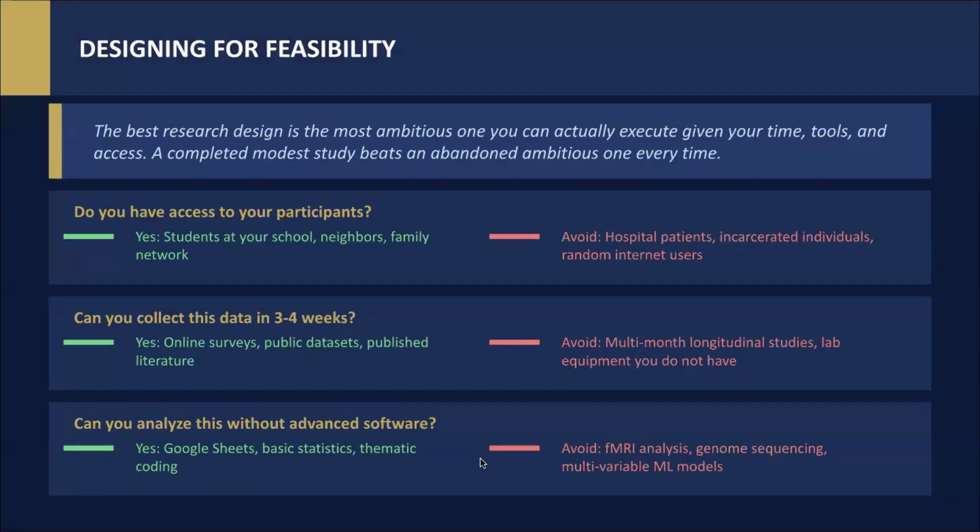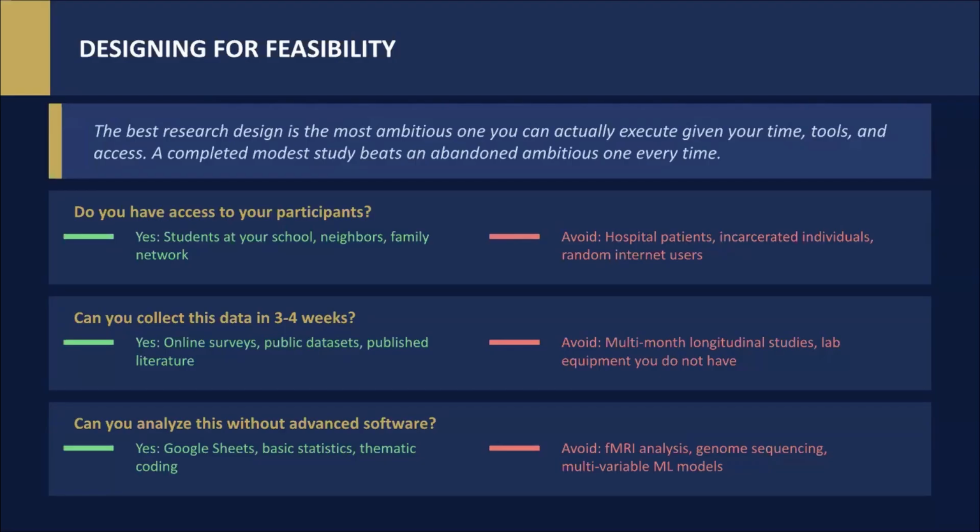So, designing for feasibility. The best research design is the most ambitious one that you can actually execute given your time, tools, and access. A completed modest study beats an abandoned ambitious one every time. Do you have access to your participants? Yes: students at your school, neighbors, family network. Avoid hospital patients, incarcerated individuals, random internet users.